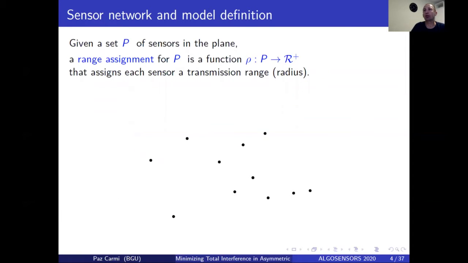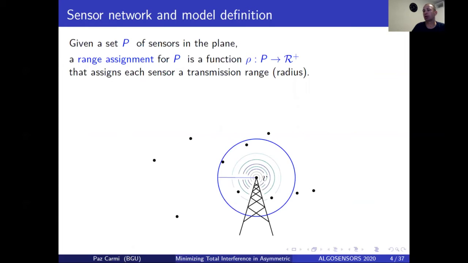So given a set P of sensors in the plane, a range assignment for P is a function rho from P to the positive real numbers that assigns each sensor a transmission range, which is a radius. Okay, so we can think about we have a sensor and we have its range, and everything inside this range is its transmission area.